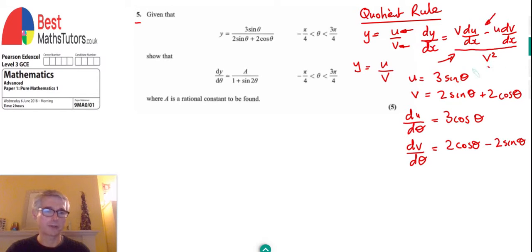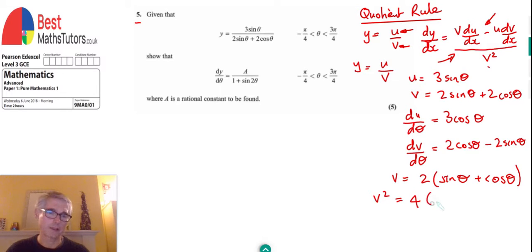But to work out the bottom part, I'm going to have to square v. So since v is 2 sine theta plus 2 cos theta, I'm just going to factorize that first of all, just to make it a little bit easier. So I'm going to say that's 2 times sine theta plus cos theta. And if I want v squared, then it's going to be, okay, so just squaring the 2 at the front there, and then squaring the bracket. So I'm squaring sine theta plus cos theta.